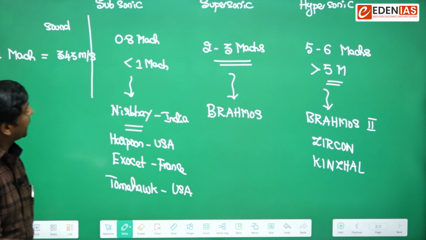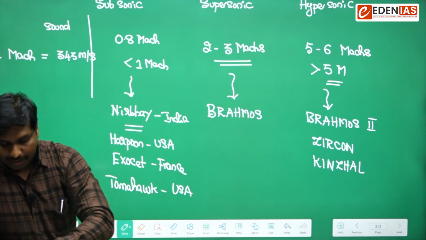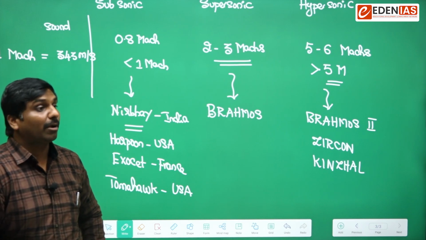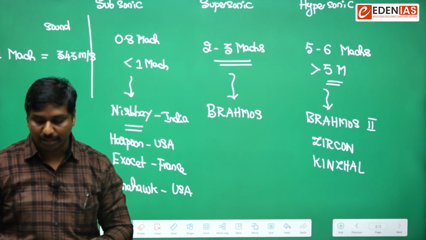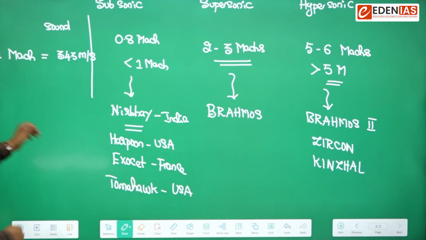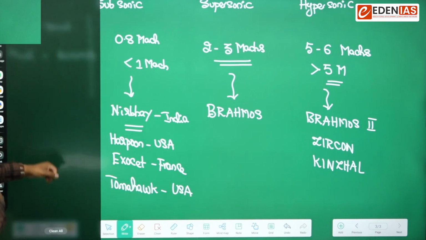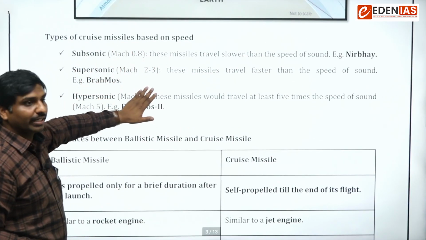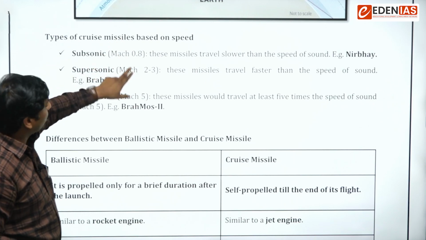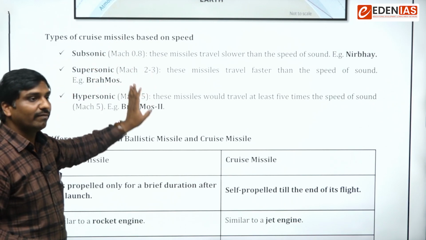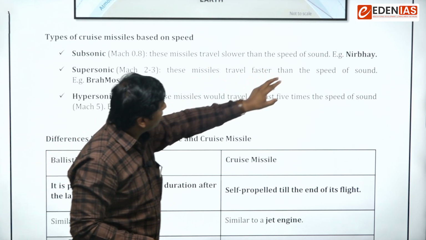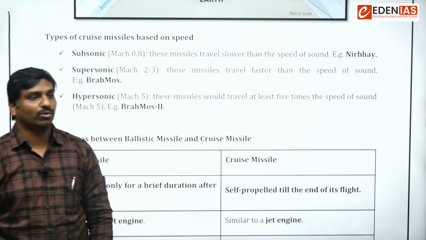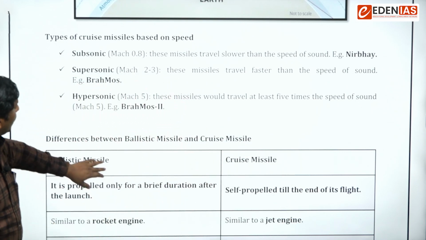So these are types of cruise missiles based upon speed. Can you remember these aspects? Now let's get back to where we were. We were discussing subsonic, supersonic as well as hypersonic: 0.8 Mach, 2 to 3 Mach, and greater than 5 Mach. That means slower than the speed of sound, faster than the speed of sound, and at least 5 times the speed of sound. So that would be the variation. Try to remember them.